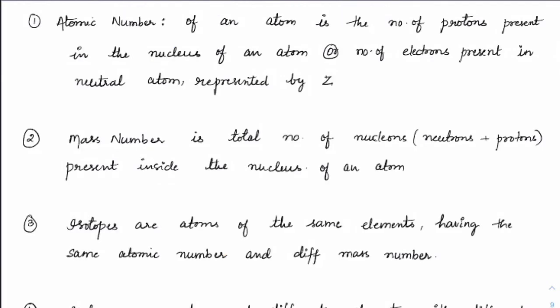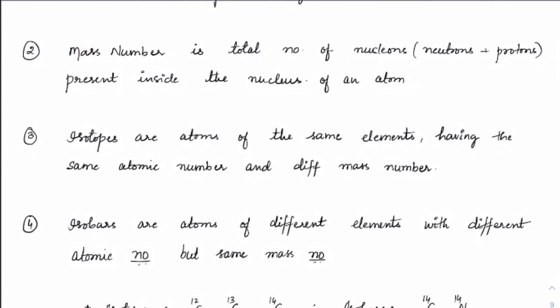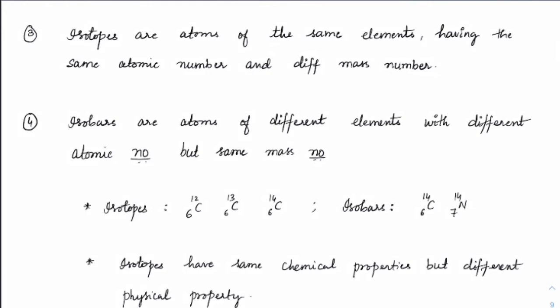Just to go through a few definitions once again, check out atomic number is nothing but number of protons or electrons. Mass number, you can see, is the number of nucleons, which is neutrons and protons. You could be asked about what are isotopes. Isotopes are nothing but elements having same atomic number but different mass number. Got it? So mass number is different but atomic number is same. Okay. Isobars are the ones which have different atomic number but same mass number.